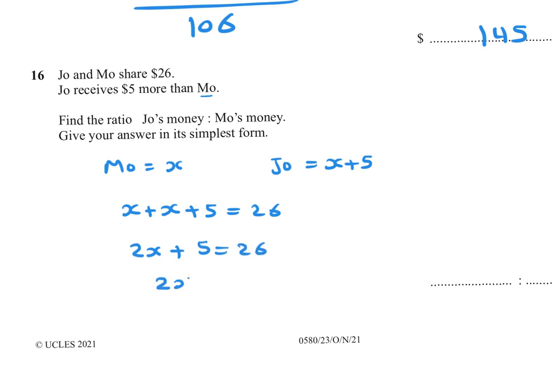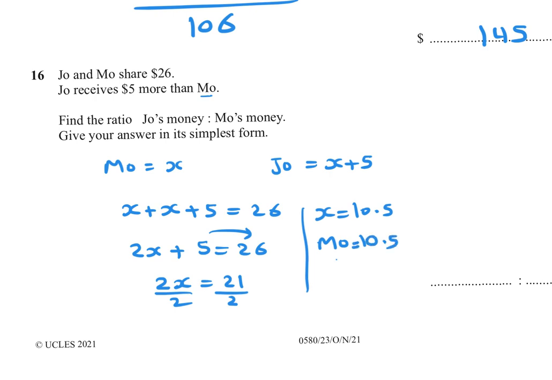Subtract 5, so 2X equals 21. 5 goes to the other side by negative. Divide by 2, divide by 2. So now X equals 10.5. So now we can say that Mo has 10.5 and Joe has 10.5 plus 5, which is 15.5.